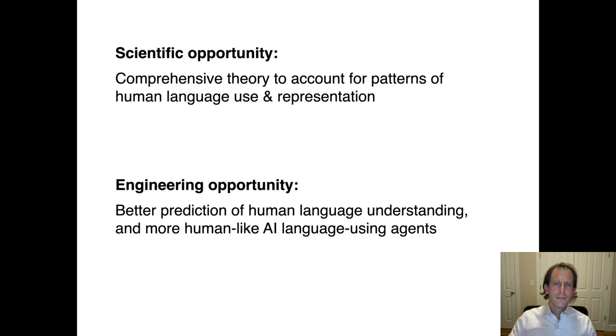All of these methods give us scientific opportunities to develop comprehensive theory to account for the patterns of human language use and representation, but also engineering opportunities to use data from human language processing to hopefully help guide the way to more human-like AI language using agents, and furthermore, AI agents that will understand why we use language the way we do.